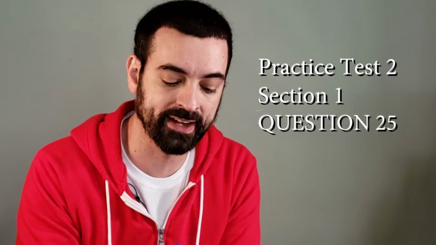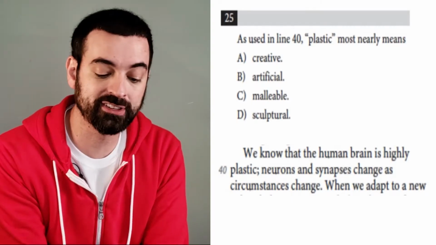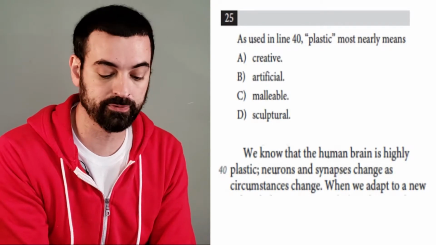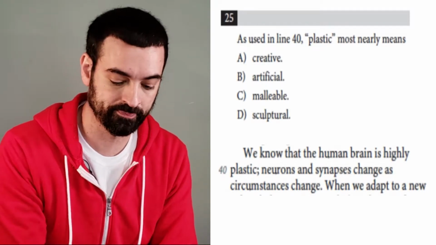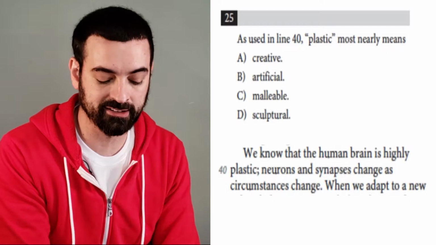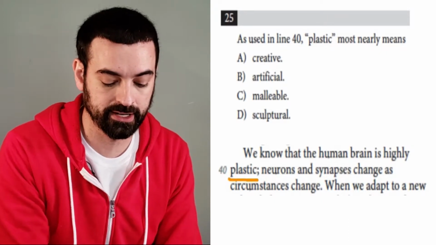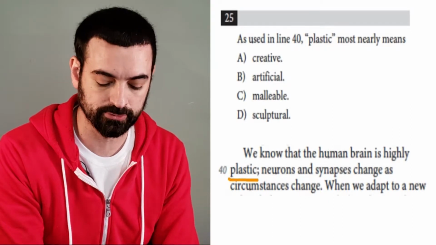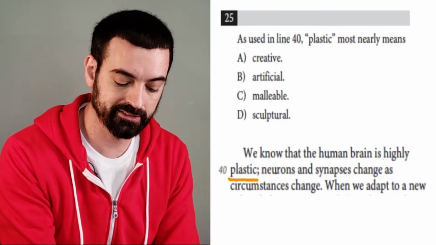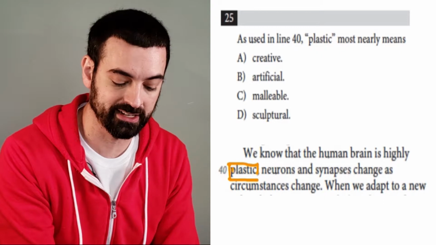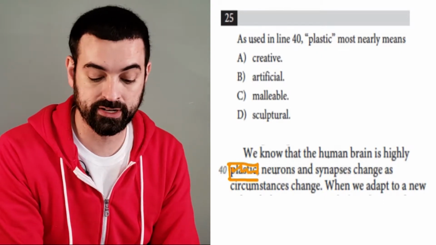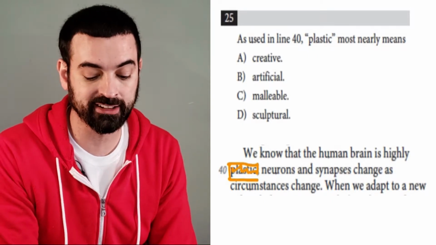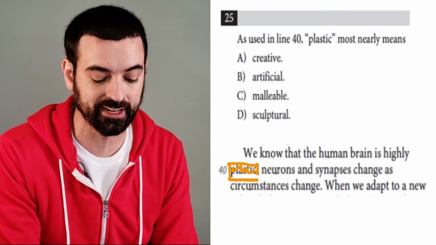This is question 25 from the same test. As used in line 40, plastic most nearly means creative, artificial, malleable, sculptural. We know that the human brain is highly plastic. There it is. Neurons and synapses change as circumstances change. Again, let's almost ignore the word plastic and read it as a blank. We know that the human brain is highly blank. Neurons and synapses change as circumstances change.